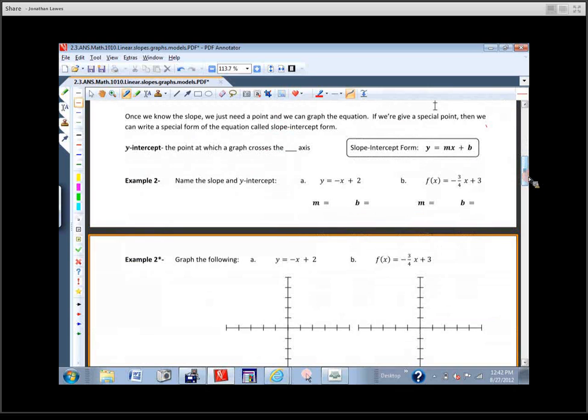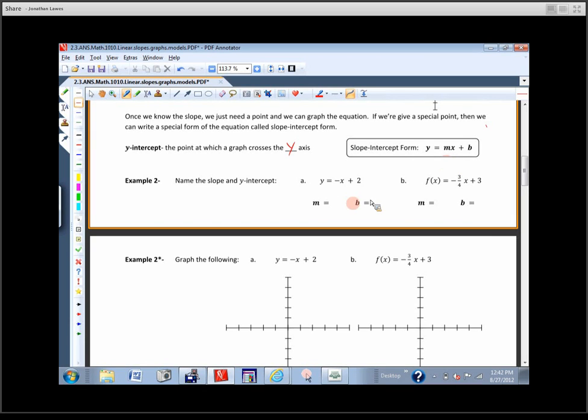Once we know the slope of a line, we just need a point and we can come up with the equation and we can graph it and all that sort of stuff. Occasionally we're given special points or special forms. So this is called slope-intercept form, or a better name for this would be slope and y-intercept, because it happens to be a special intercept. The y-intercept, of course, is where it crosses the y-axis. The x-intercept is where it crosses the x-axis. So just saying that that's an intercept isn't quite enough information. This is slope and y-intercept form.